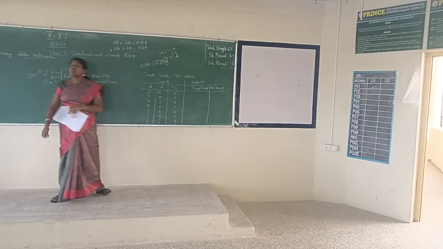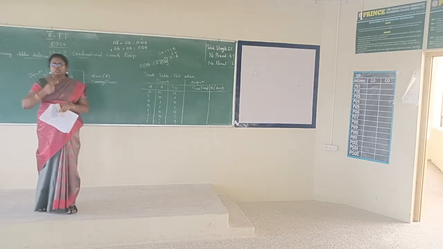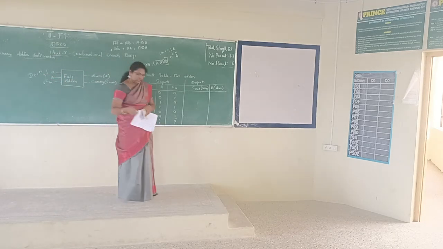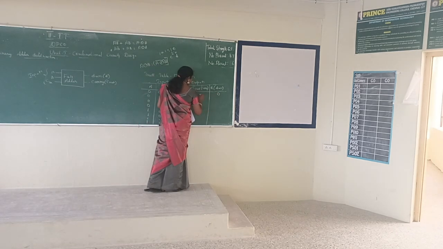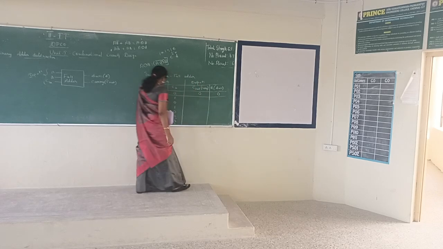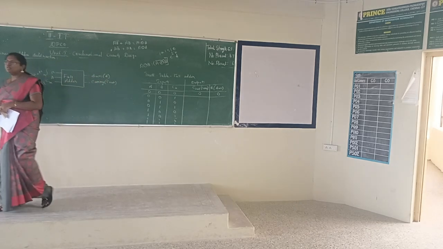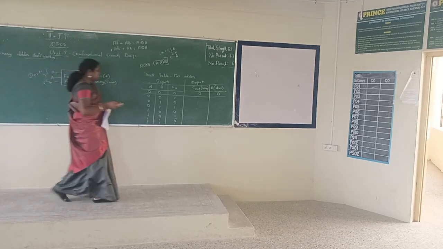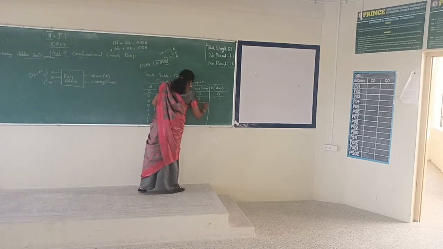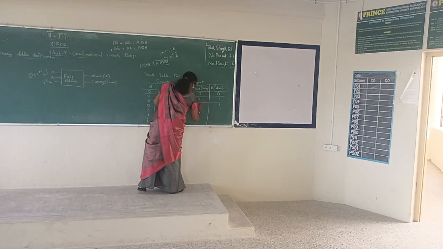Now we are going to add the 3 inputs. What is 0 plus 0 plus 0? Sum will be 0, carry also 0. What is 0 plus 0 plus 1? Sum will be 1. Carry will be 0. Then what is 0 plus 1 plus 0? Sum will be 1. Carry will be 0.